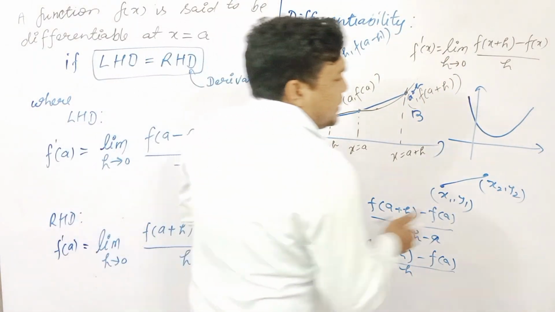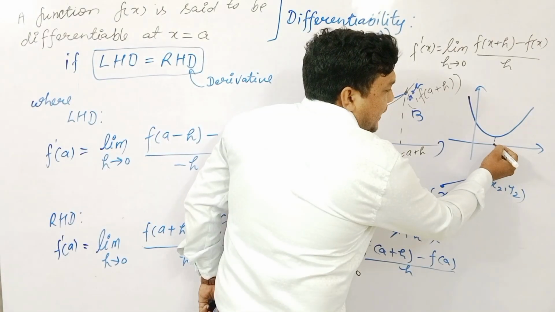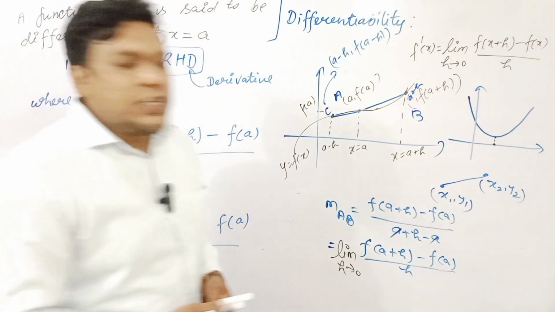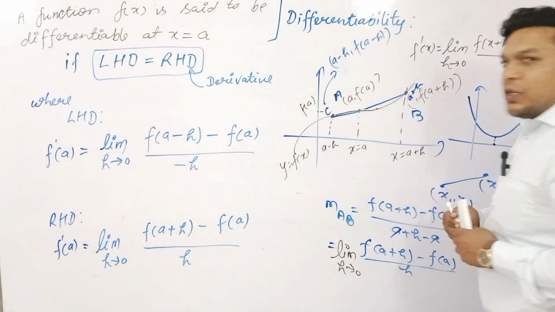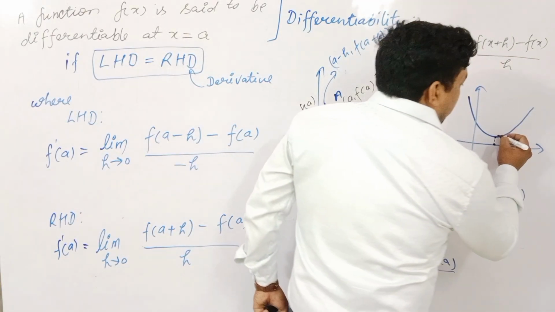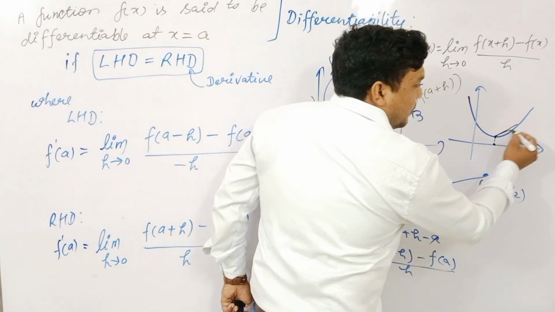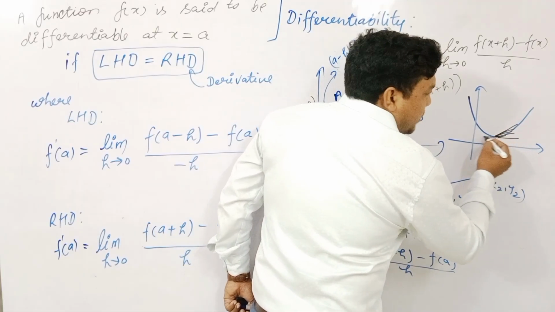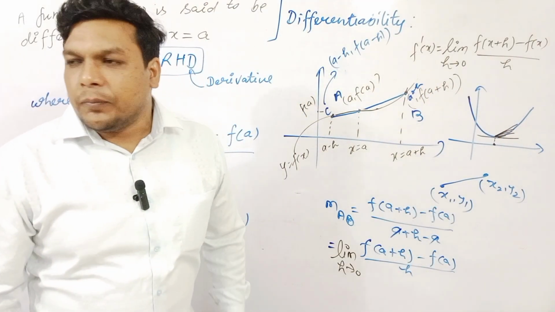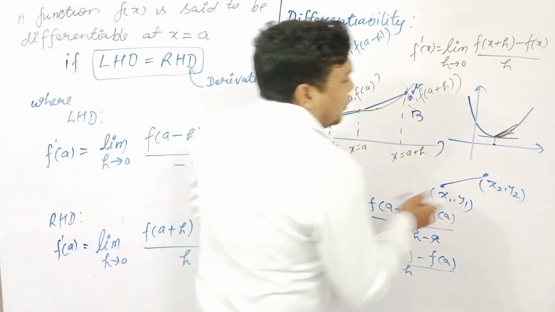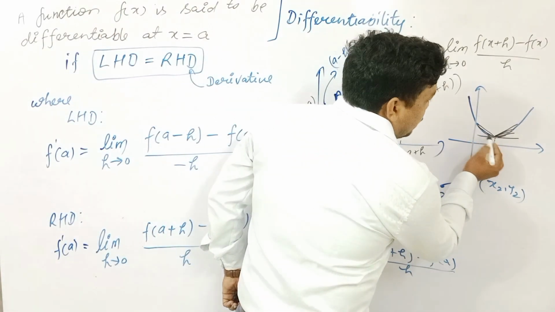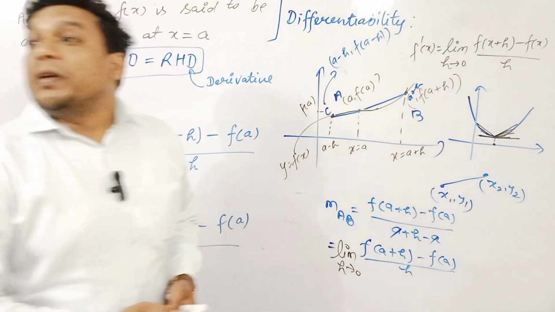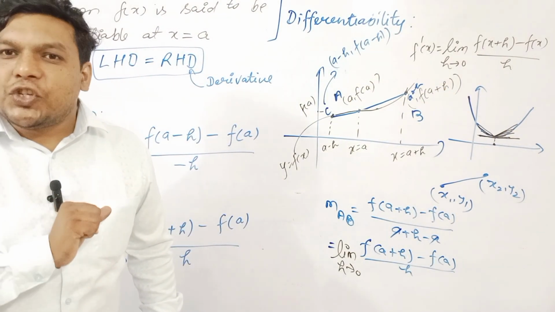Suppose we want to calculate differentiability at this point. If we apply this concept, you will find the derivative from this side, this side, this side. In the limiting case, this will be the slope of the tangent. Similarly, if you find it from the other side, this one, this one, this coincides. So we will say the function is differentiable.